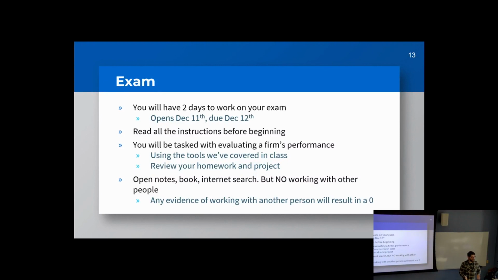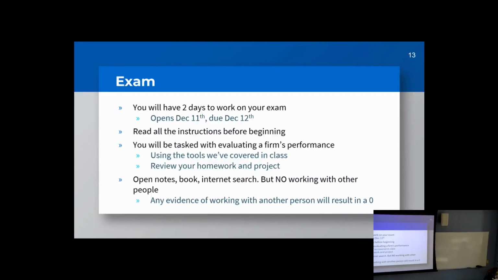Basically, what you're going to do is replicate what you've worked on through your project and through your homework. You're going to have to evaluate a company's performance, pinpoint why it's performing well or poorly, and discuss and compare that company to some of its peers. So you're going to be using all the tools that you've used in the project.